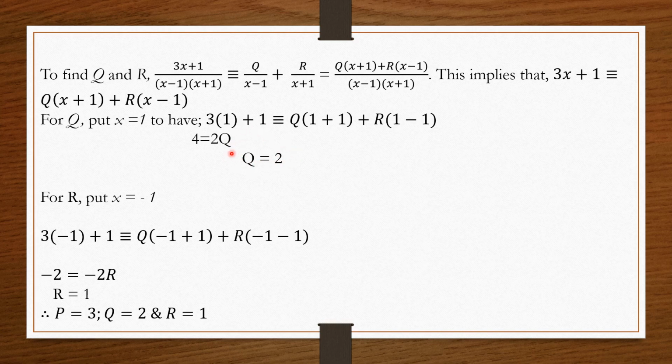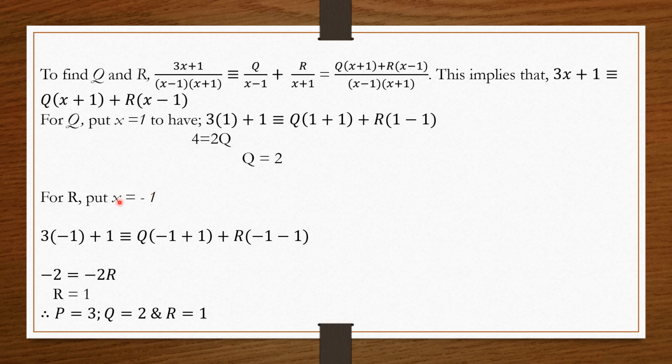Our q is 2. Next, to find r. To find r, we look at how to eliminate q. Okay, in this expression, to eliminate q, we go with the additive inverse of plus 1, which is minus 1.